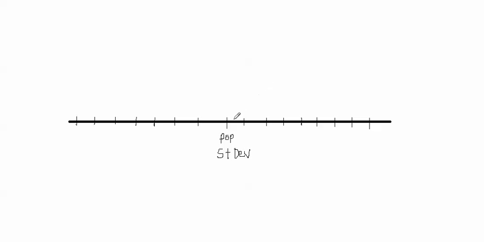And if we did that, where would our sample standard deviation fall? Would our sample standard deviation fall near the population standard deviation, or would it fall further away from the population standard deviation? In other words, would we be highly accurate in estimating the population standard deviation, or would we be highly inaccurate in estimating it?